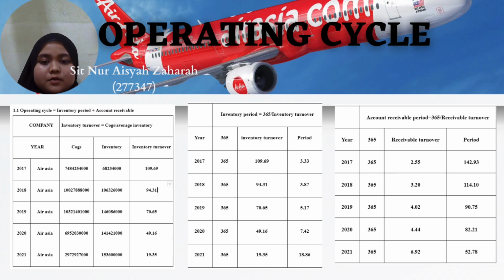So the next one is account receivable period. How to find it? By 365 divided by receivable turnover. So for 2017, the period got 142.93, 2018 got 114.10, 2019 got 90.75, 2020 got 82.21, 2021 got 52.78.